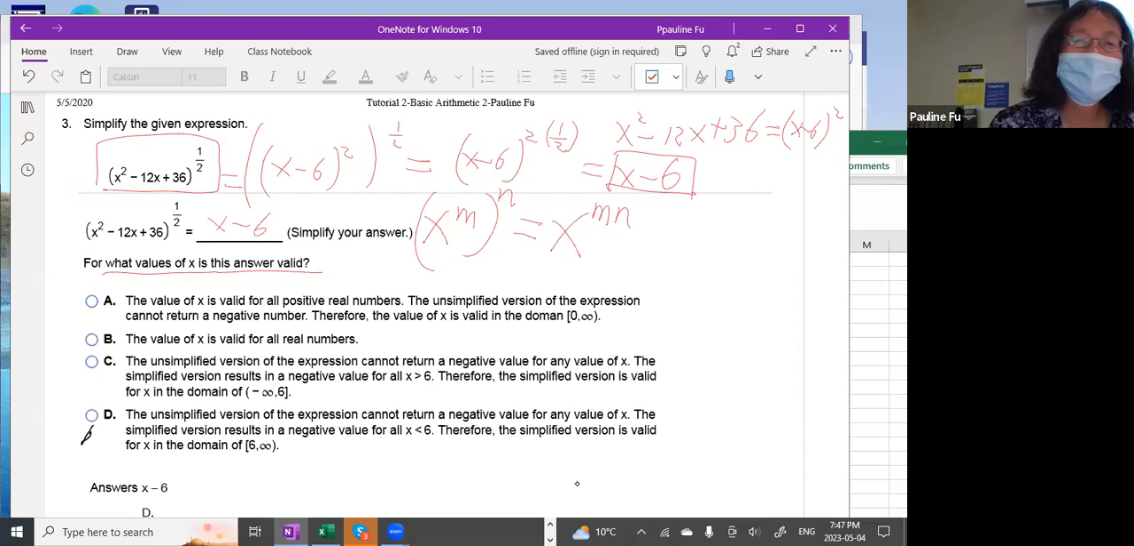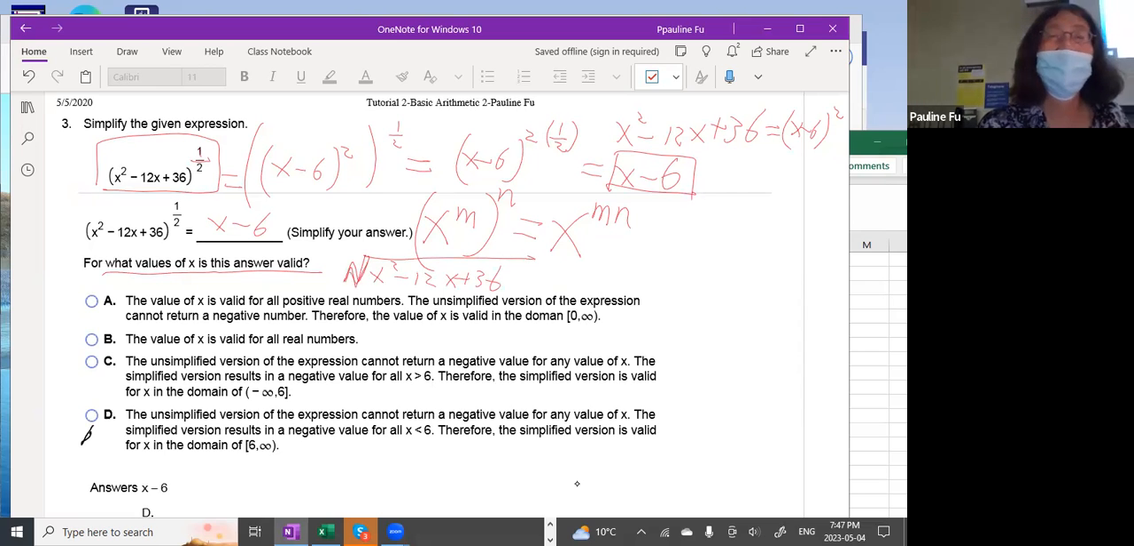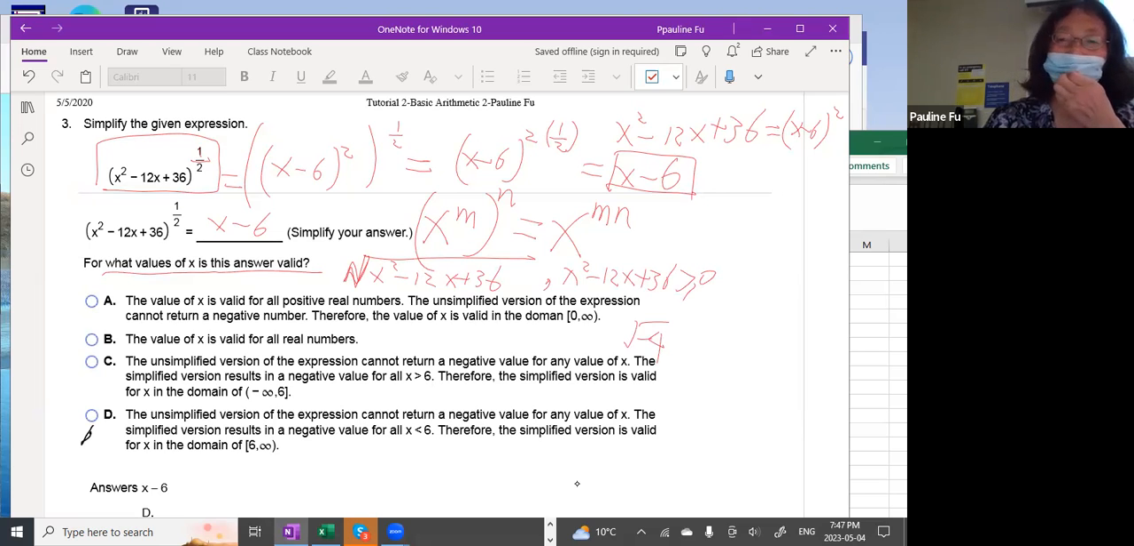So remember the original question has the power 1 over 2. 1 over 2 is the same as a square root. So the original is the same as this square root. And when you have a square root, you must ensure the expression inside the square root is greater than or equal to 0. Otherwise, you cannot have the square root of -4, right? We are talking about real numbers. So you must ensure anything inside this square root is non-negative.